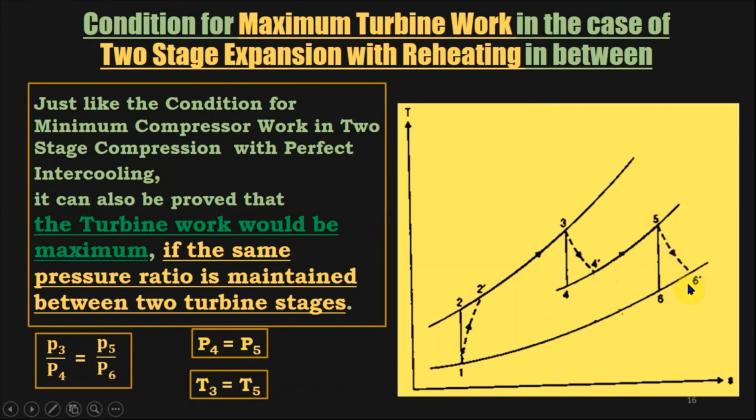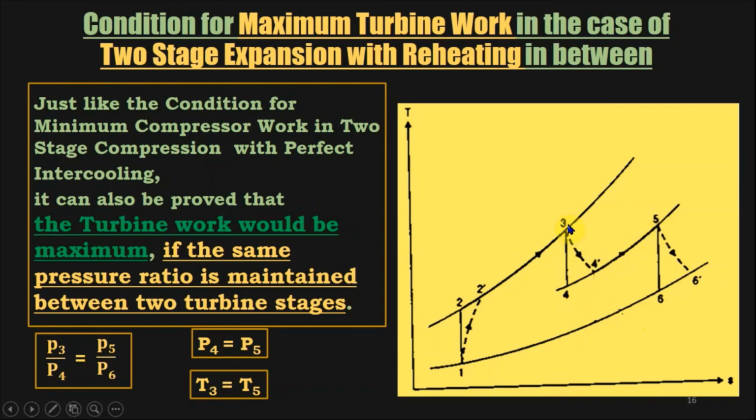That process is 5-6'. Here we have three pressure levels. The low pressure level is P1, which is equal to P6, which is equal to P6'. The intermediate pressure stage is P5, which is equal to P4', which is equal to P4. And the high pressure stage is P2, which is equal to P2', and that is equal to P3. The pressure ratio in the high pressure expansion stage is P3 by P4, and the second stage expansion in the low pressure turbine is P5 by P6. Remember, P4 is equal to P4' is equal to P5.